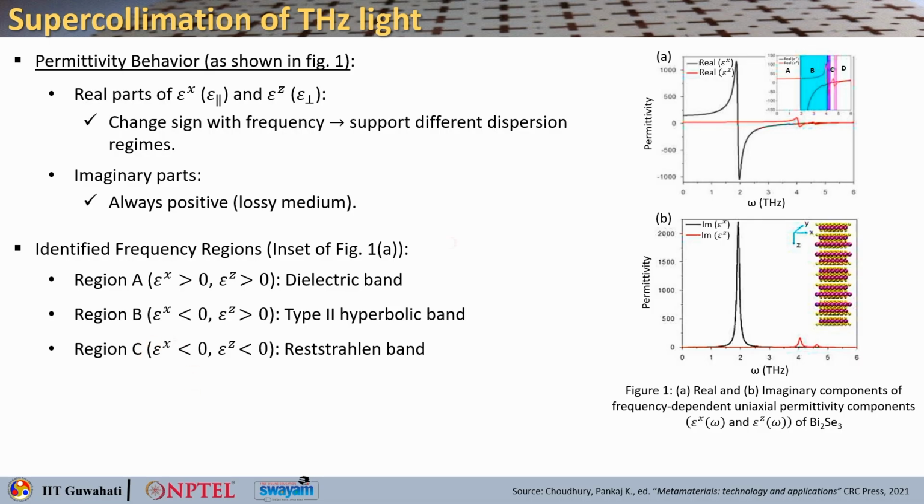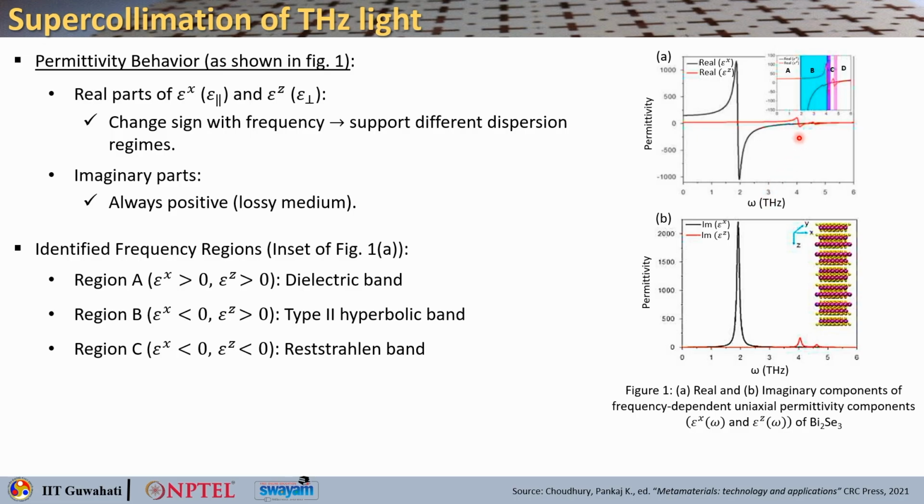Then you have epsilon x negative and epsilon z also negative, both are negative. That is called the Reststrahlen band. The Reststrahlen band refers to a specific wavelength range where a material exhibits strong absorption and high reflectivity. In this region the absorption is also very high, and because the permittivity is completely negative, it is a highly reflective material, particularly in this infrared region.